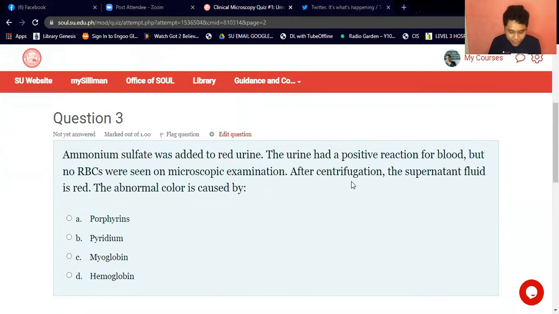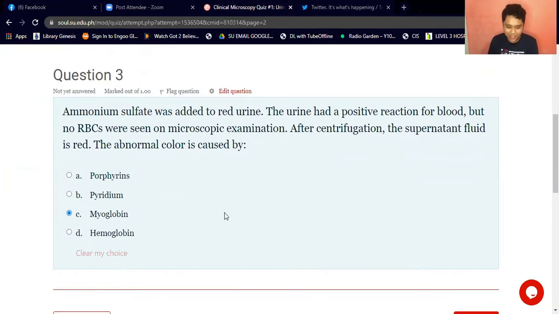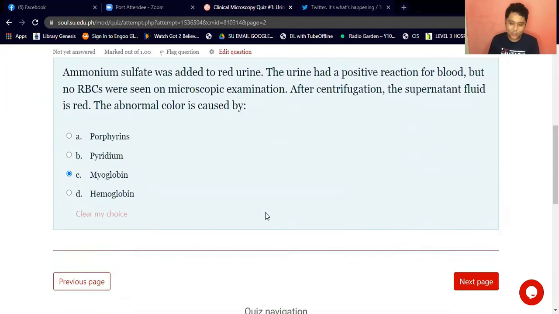Okay? So in this case, after centrifugation, the supernatant fluid is red. Ang supernatant fluid daw is red. So therefore, wala siya na precipitate together with ammonium sulfate. So the abnormal color is caused by kinsa man? No other than myoglobin. Myoglobin, sorry. Myoglobin. O, diba? So take note of that.